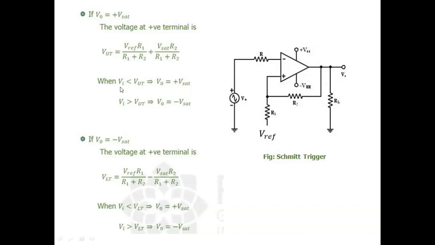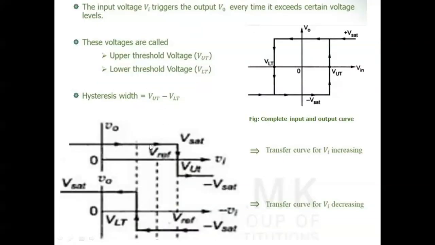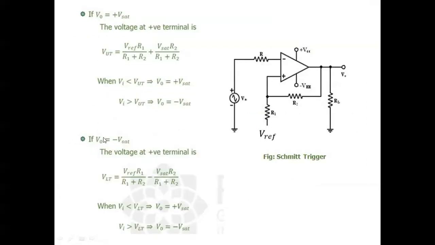So whenever Vi is less than UTP, the upper triggering point, the output is plus V saturation. Whenever this condition fails, that means whenever Vi exceeds the upper triggering point, then Vo will flip from positive saturation to negative V saturation. So this is the equation for the upper triggering point.